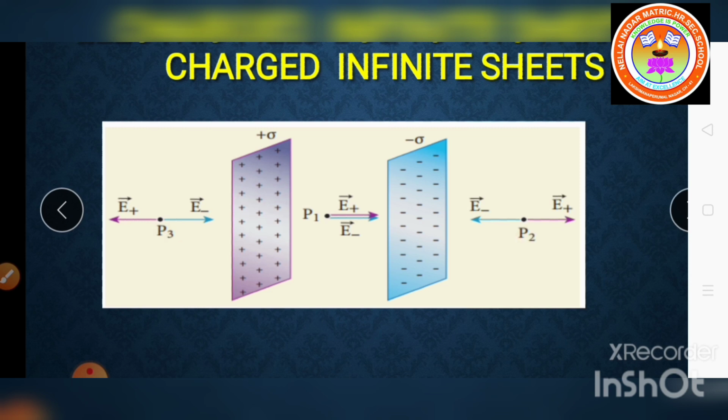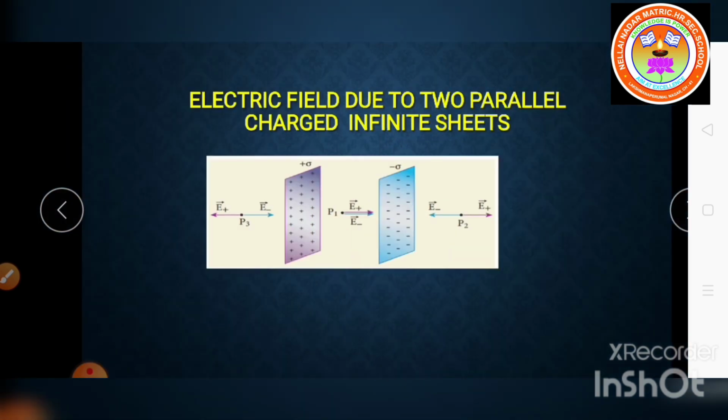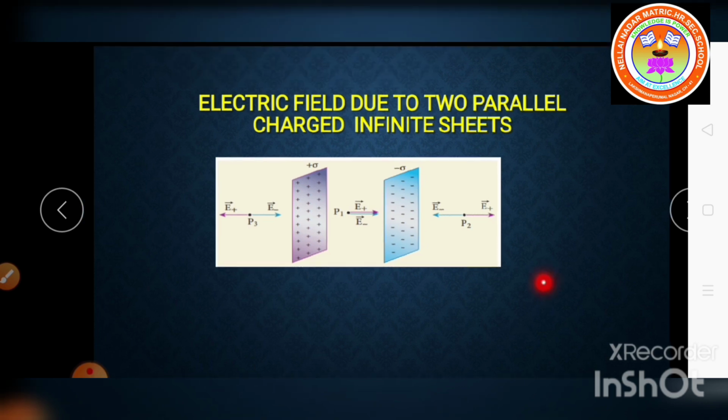So for these two plates, plus sigma and minus sigma, the points P3 and P2 are outside the plates, and the electric field is equal to 0. Very important one mark question: the electric field outside the two parallel charged infinite sheets is 0. Inside, at the center, we have a nonzero answer because both are acting in the same direction, towards the right side.